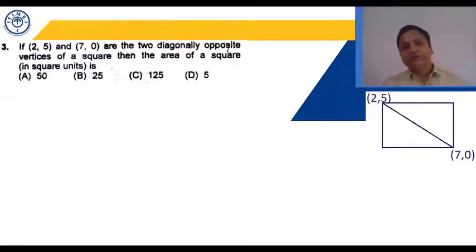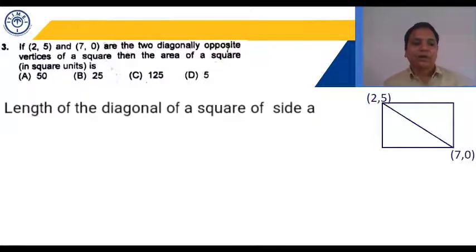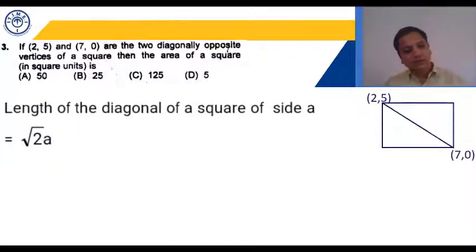If (2, 5) and (7, 0) are the two diagonally opposite vertices of a square, then the area of the square. I'm just using a basic property. Side of a square is known, so area is side squared. And if diagonal is known, then diagonal is root 2 times of side. Length of the diagonal of a square of side A is root 2 times of A.